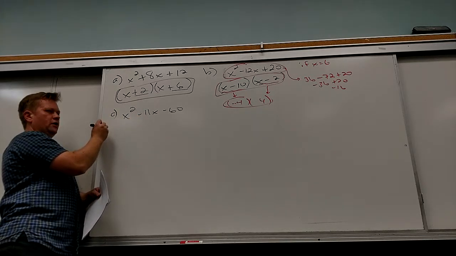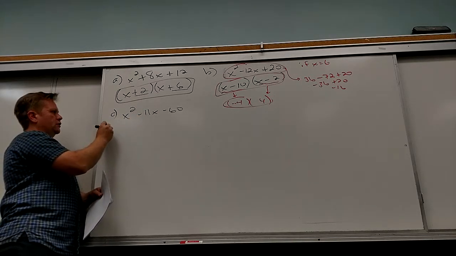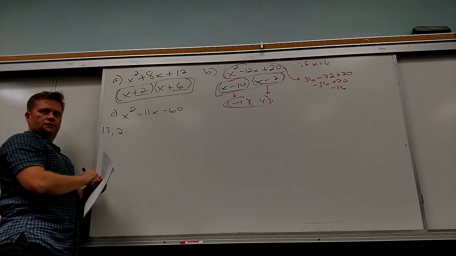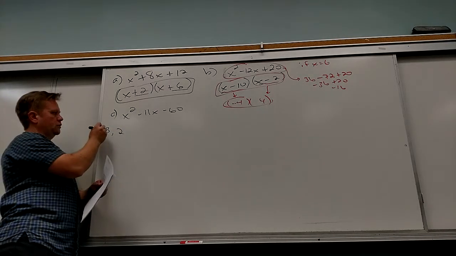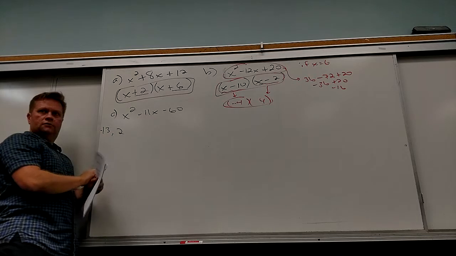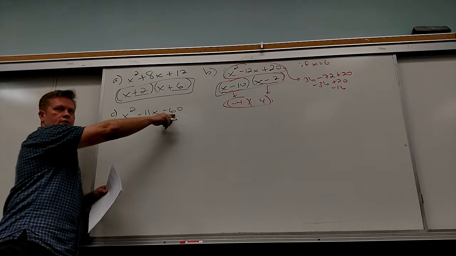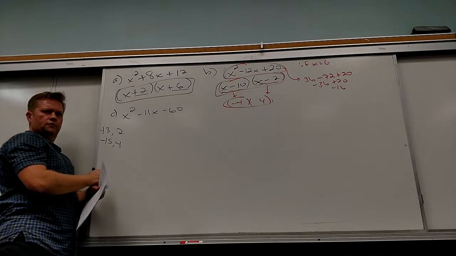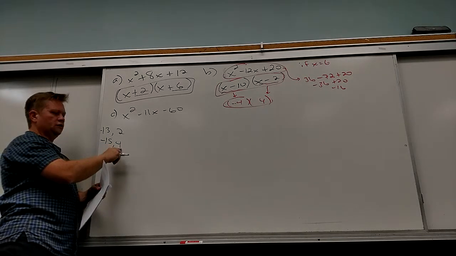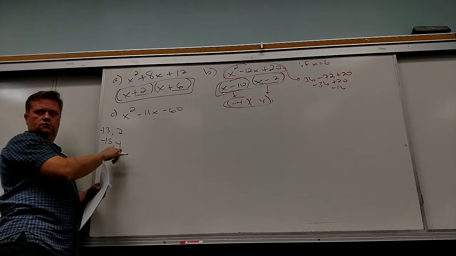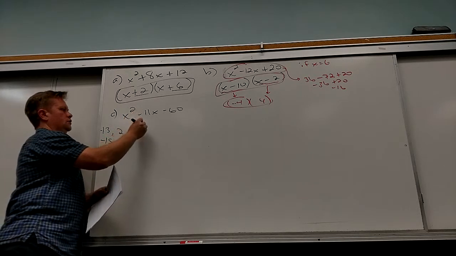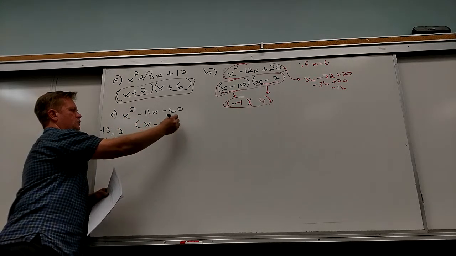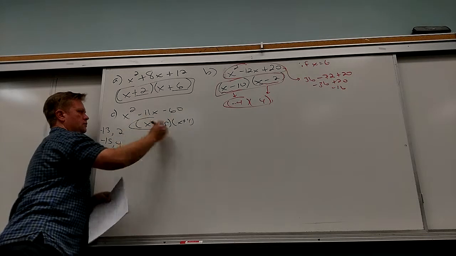I don't know if I'm going to have a lot of people that buy into that, but like 13 and 2, they're 11 apart, right? And if we make the 13 negative, it makes negative 11, right? But it doesn't multiply to 60, it's too small. So let me step it up, maybe negative 15 and 4. What's negative 15 times 4? Negative 60. Negative 60, kick ass. So it'll be x minus 15, x plus 4, or the other way around.